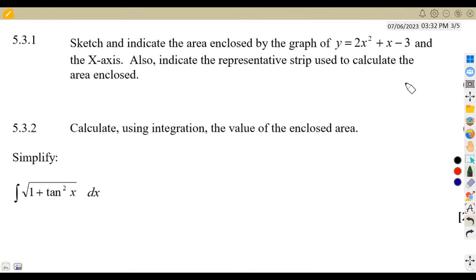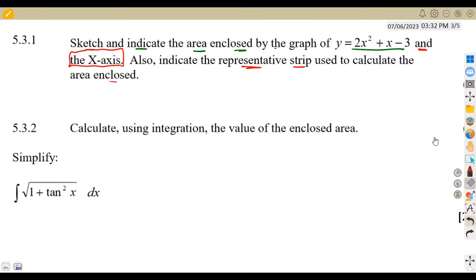All right, so the sketching part, I'm not going to waste much time. Like I said, we talked about the sketching of graphs. All you need is to know how to sketch your graphs. So we're asked to sketch and indicate the area enclosed by the graph. This is our graph. And take note, and the x-axis, it's limited between the graph and the x-axis. Also indicate the representative strip used to calculate the enclosed area. The representative strip is this one that I was indicating with those lines, the vertical lines like this. That's a representative strip, all right? So we just indicate something like this with respect to x. All right, I shall show you.